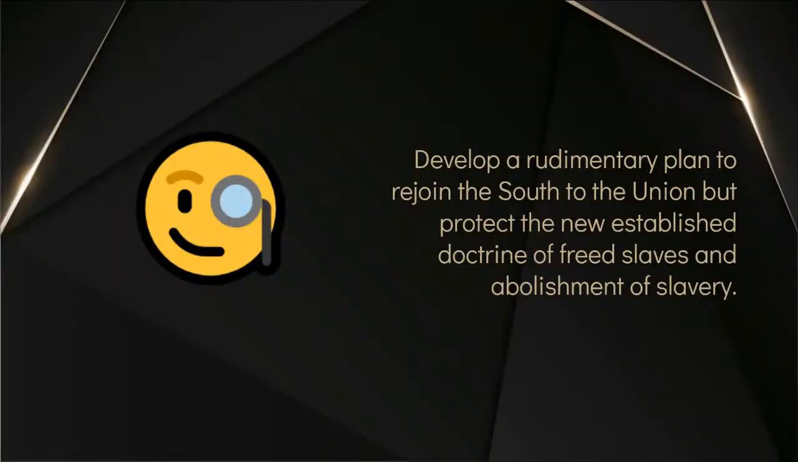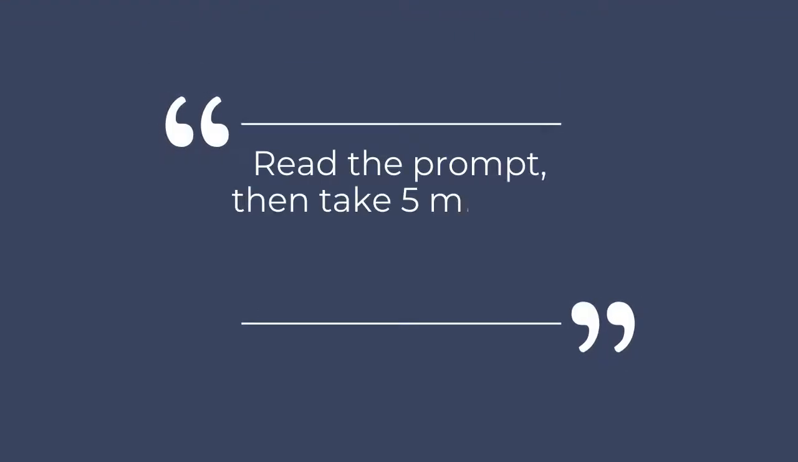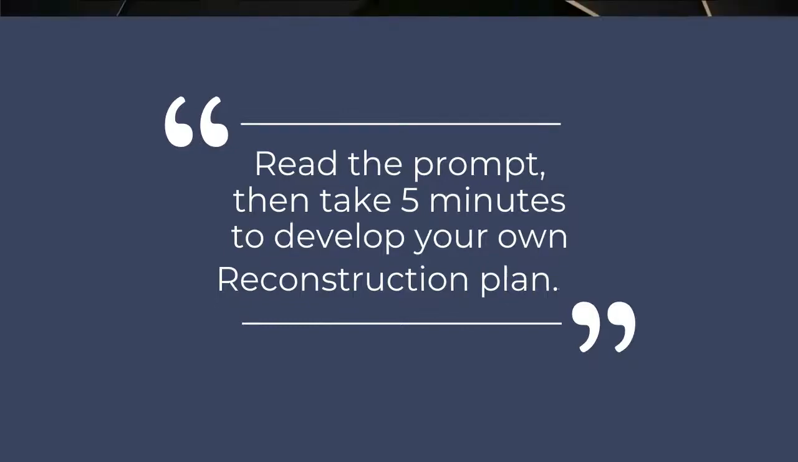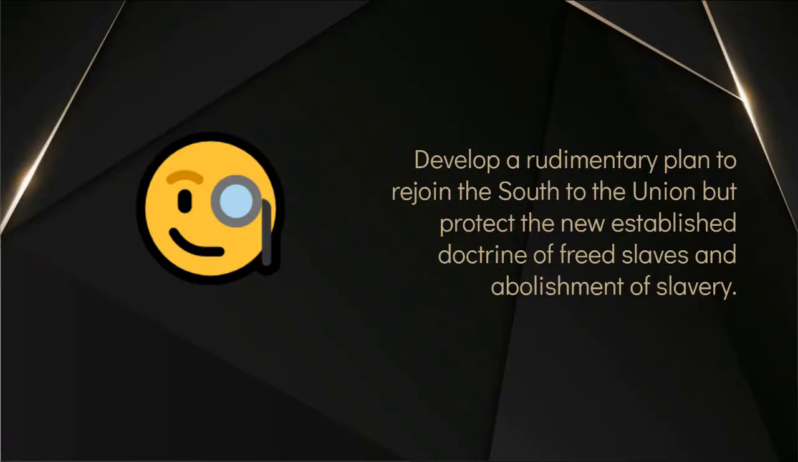Let's take a look at what this prompt says. Develop a rudimentary plan to rejoin the South to the Union, but protect the newly established doctrine of freed slaves and abolishment of slavery. This is what the United States as a nation is set out to do, or must set out to do. What would your plan be if you were thrust into this scenario?